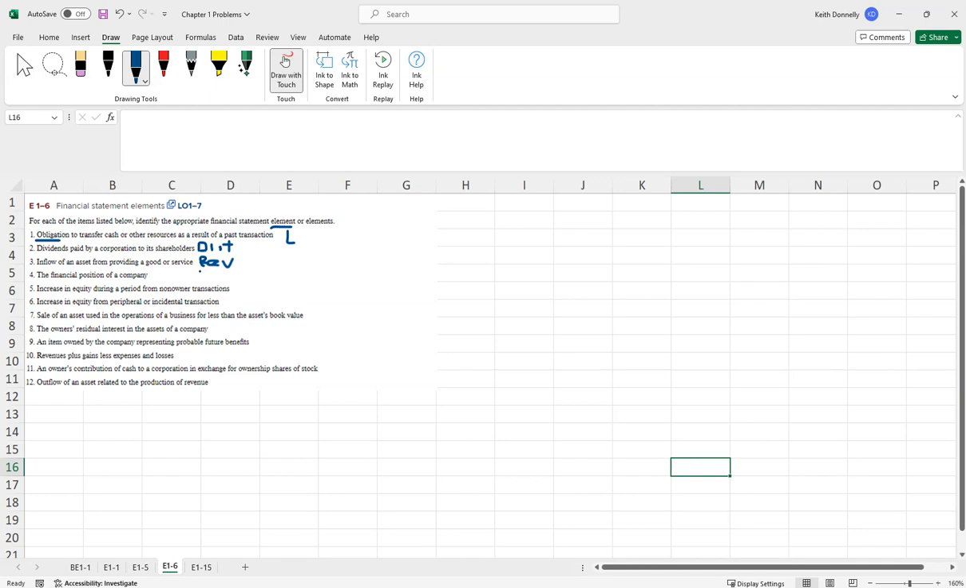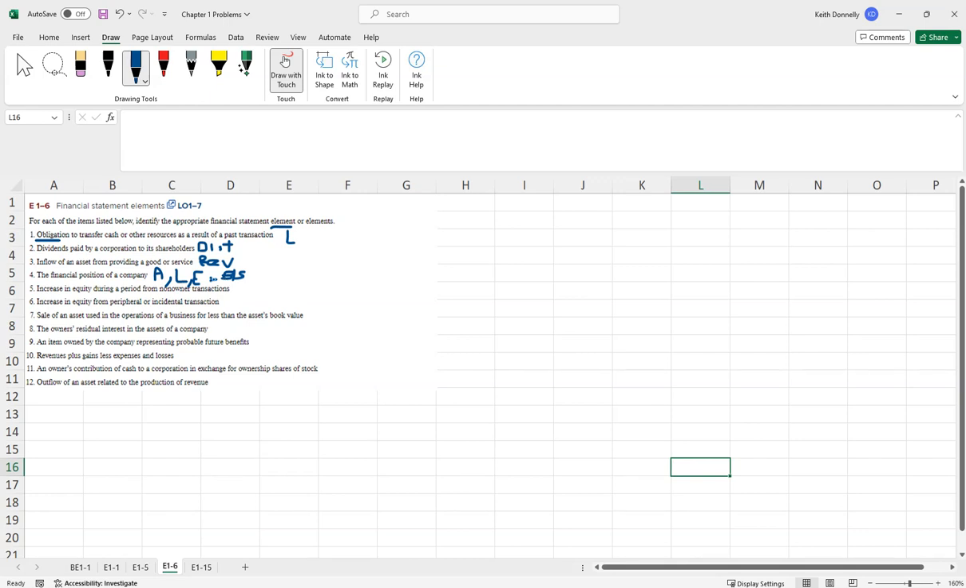4 here, the financial position of the company, right? Well, we would have a couple of different things in play here, right? These would be our assets, our liabilities, and our equity, right? Our stockholders' equity. It's really a way of saying the balance sheet, right? The balance sheet is like the company at a point in time, but the elements there would be the assets, the liabilities, and the equity.